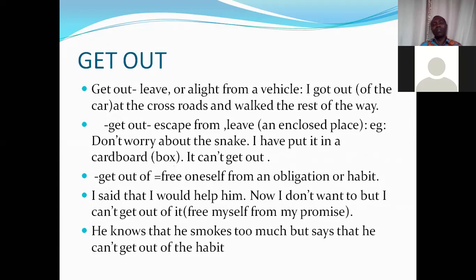But now, looking at him, his character is so abhorrent. I don't like it. He's a bad person. He's so bad that I don't want to help him. So I said that I would help him, but now I don't want to. But I can't get out of it. It's like I've been obliged, compelled to stick to my promise. That is the meaning of get out.